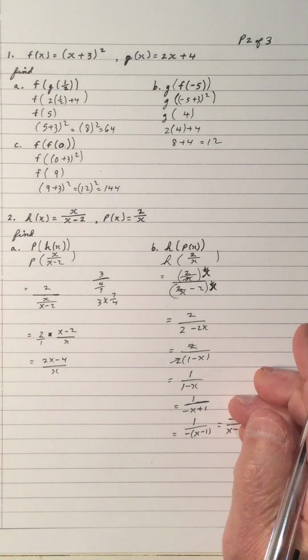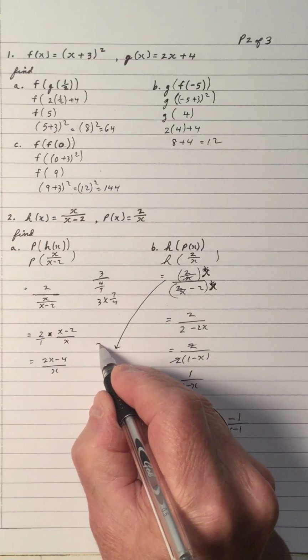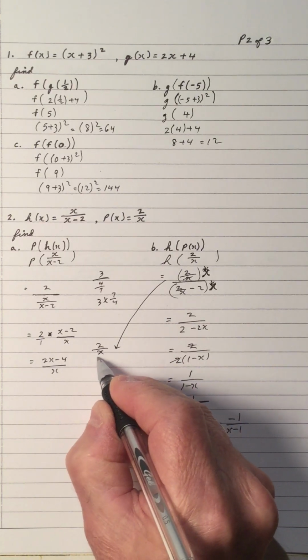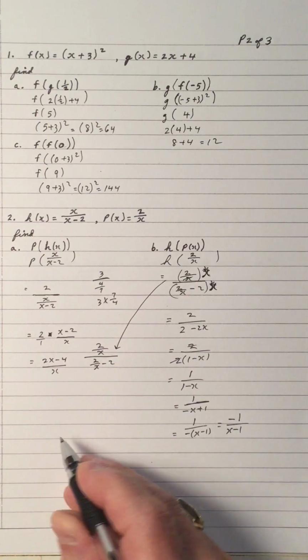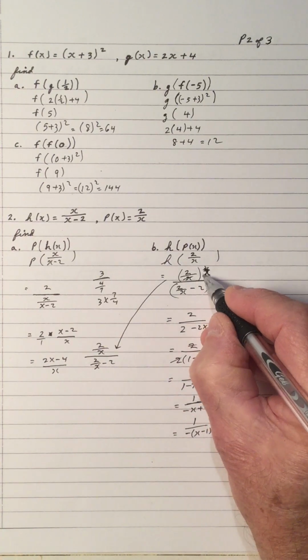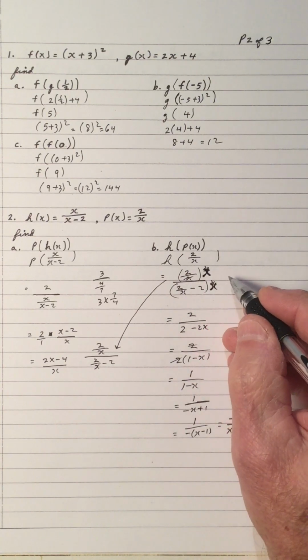Oh, I was going to do the other way. Let's do the other way right here. So 2 over X divided by... this is the quick way. You multiply top and bottom by X. That eliminates the fractions, cancels out.